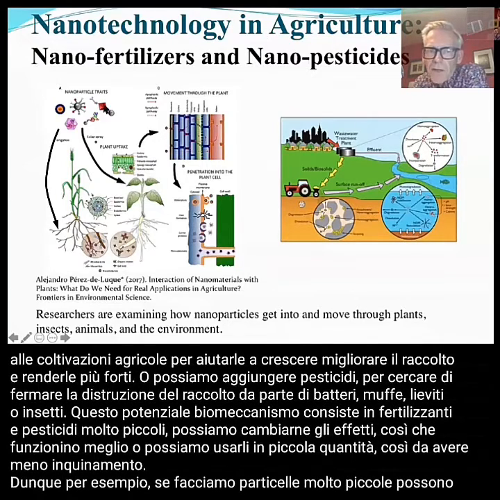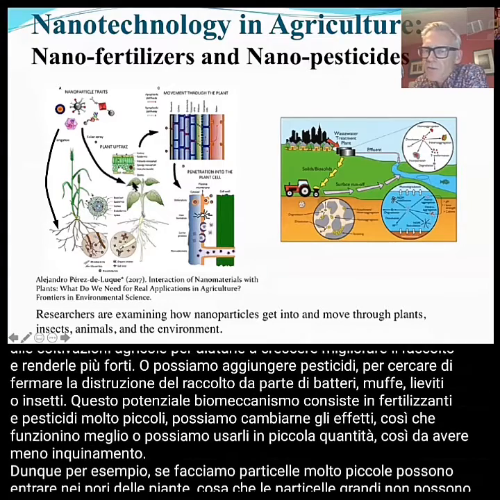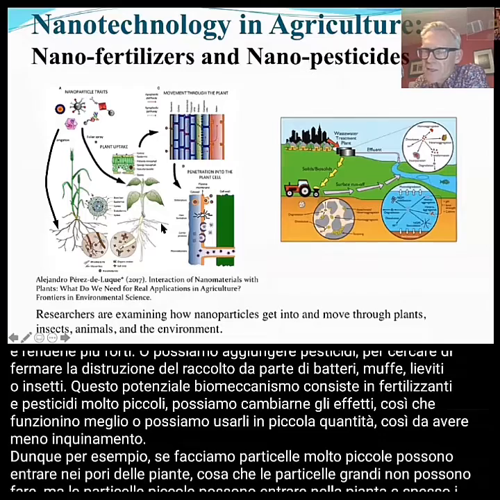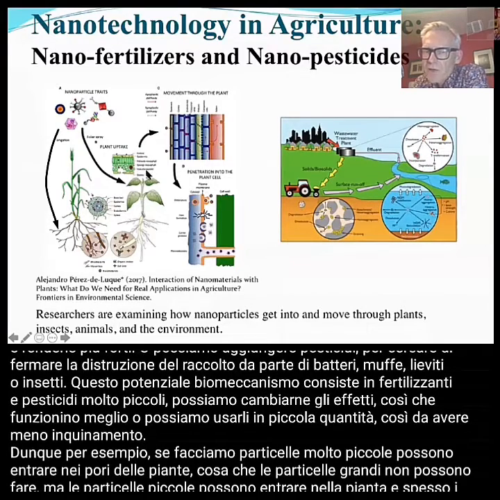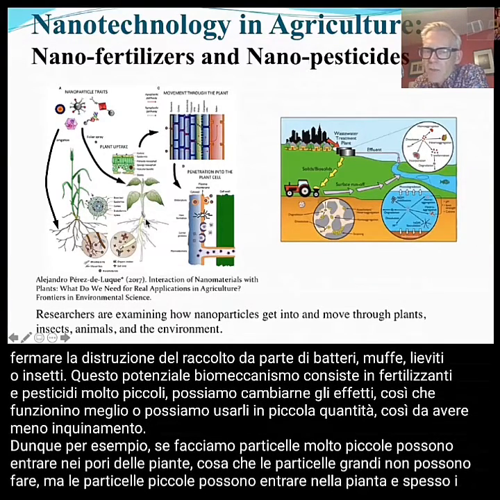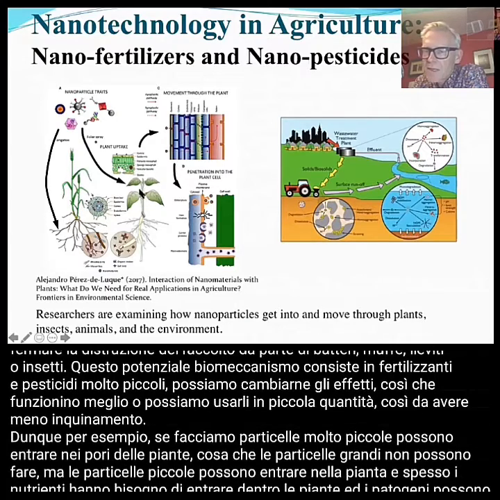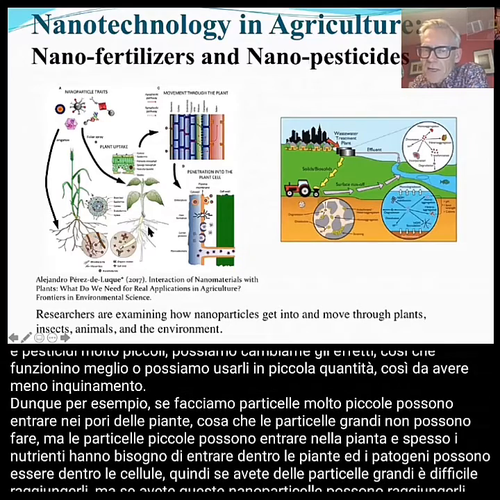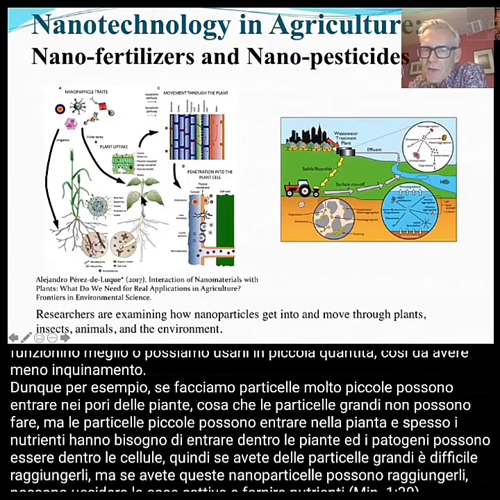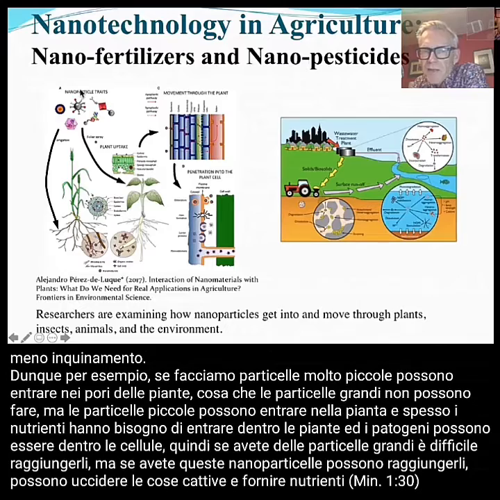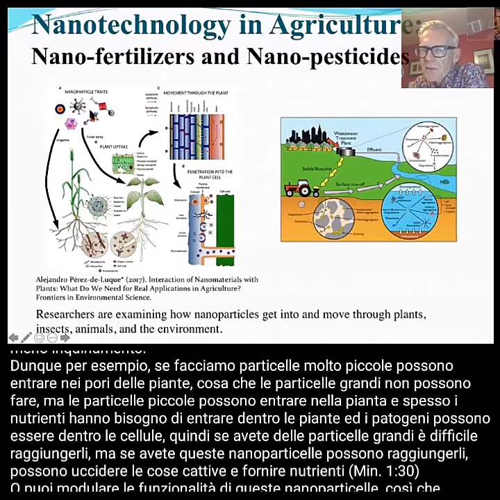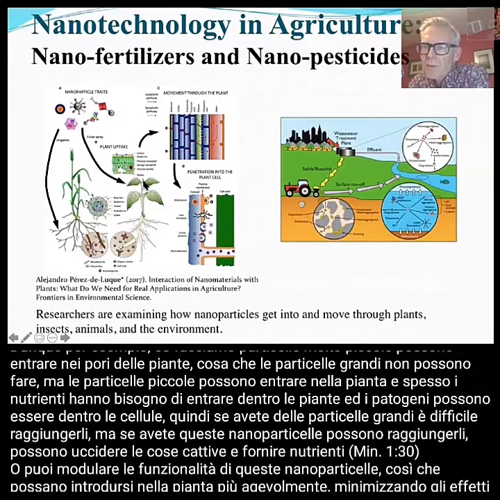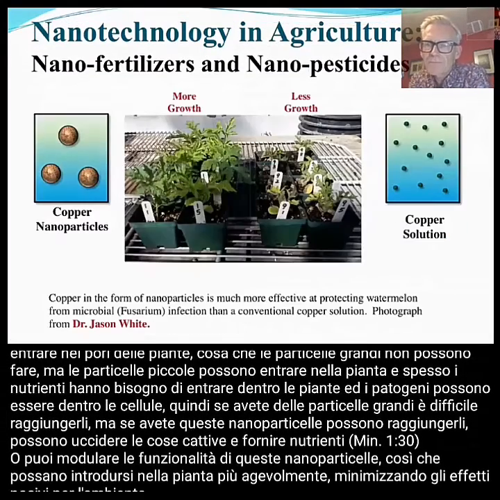For example, when you make particles very small, they can get into the pores of plants. The big particles can't get inside the plants, but the small particles can. Often the nutrients need to get inside the plant, or some of the pathogens of the plant might be inside the cells, and if you have a big particle, it's difficult to get in there. But nanoparticles can get in there and kill the bad things, or provide nutrients. Or you can functionalize the surface of these nanoparticles so they stick to the plant more strongly, and that prevents them running off into the environment. So people are looking at a lot of things in that area.